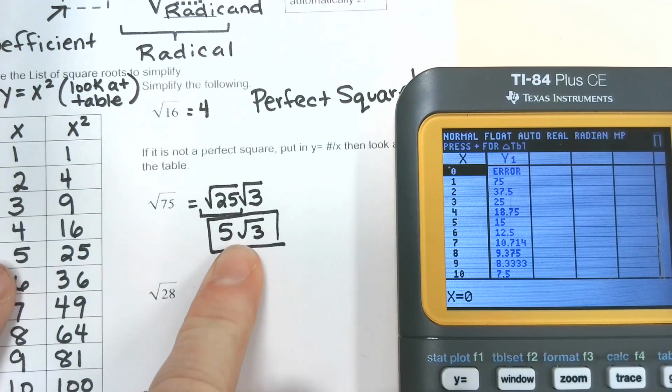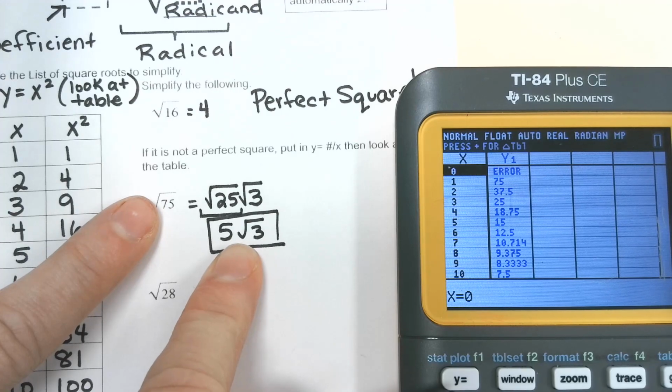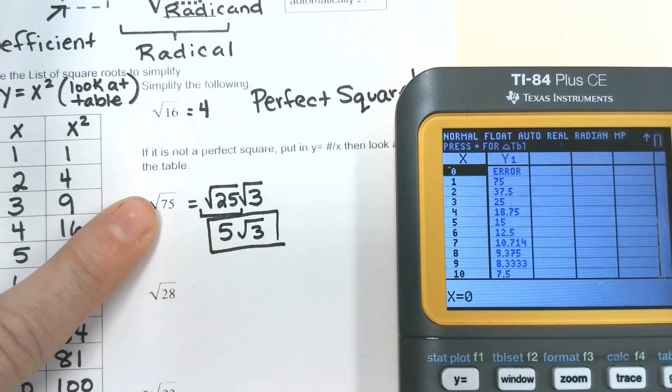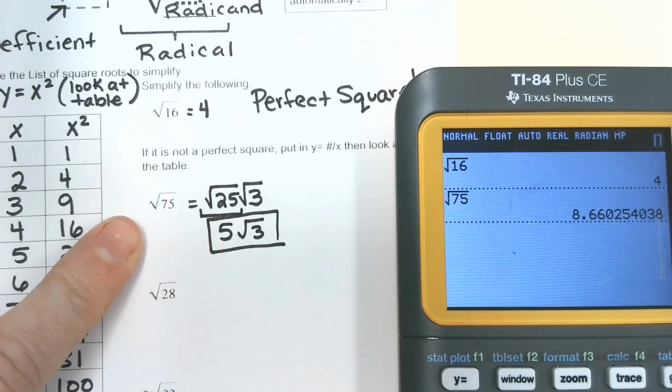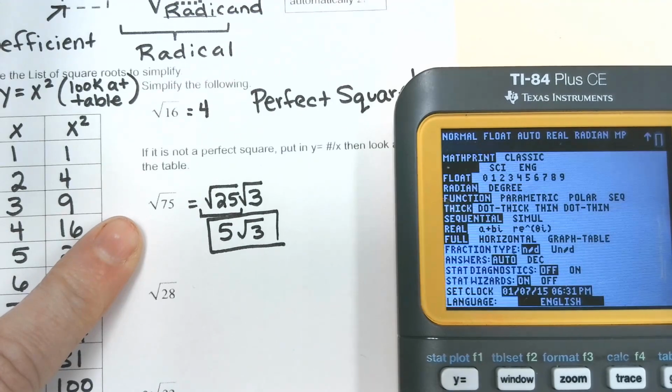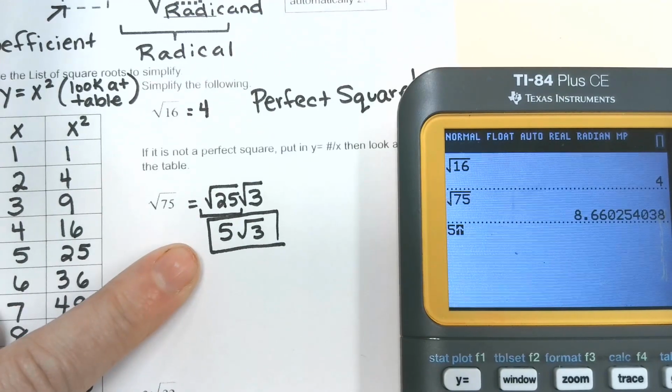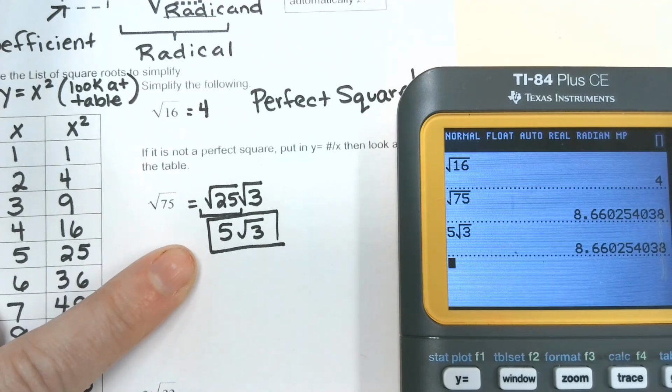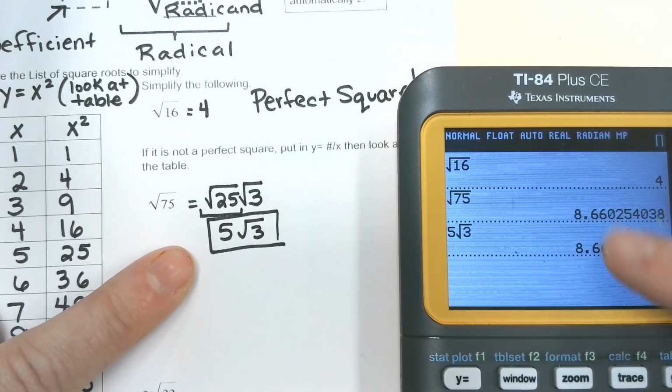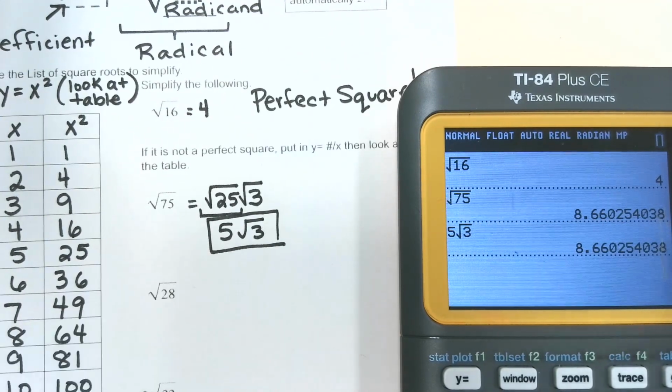So 5 square root of 3 and square root of 75, they are equivalent. So hit second, quit. Square root, oh no, I need to put in 5 square root of 3. And see how they're the exact same decimal number? Okay, so we're done.